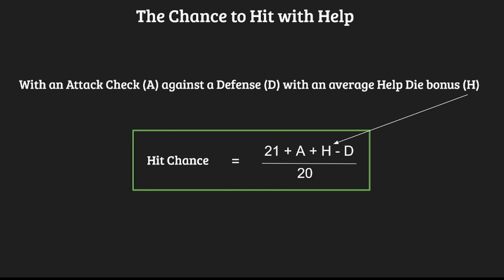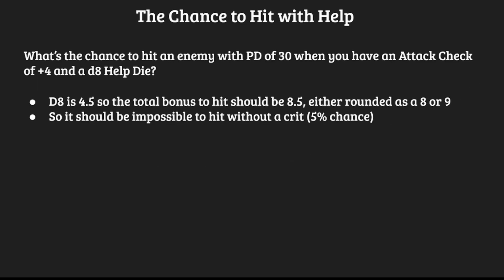But this isn't totally quite right. Now, it's an easy simplification, and if you want a ballpark number, it works fine, but let's talk about why this doesn't totally work using a little bit of an example. So, what's our chance to hit with help, right? Let's take the scenario. I want the chance to hit an enemy with a PD of 30, and yes, this is a very large PD, when you have an attack check of +4 and a d8 help die, right?